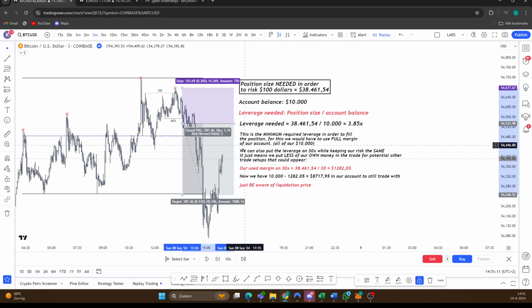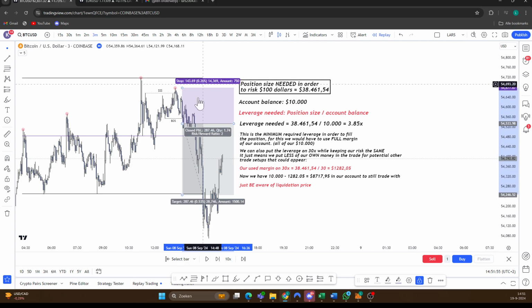Now, we can also put the leverage on 30x, okay, while keeping our risk the exact same. It just means that we put less of our own money in the trade for potential other trades that could appear. So what happens if I use 30x leverage? Well, that just means that if I use 30x leverage, the money that we have to put in the trade ourselves will simply be dividing the position size by the leverage, and that will be $1,282.05.